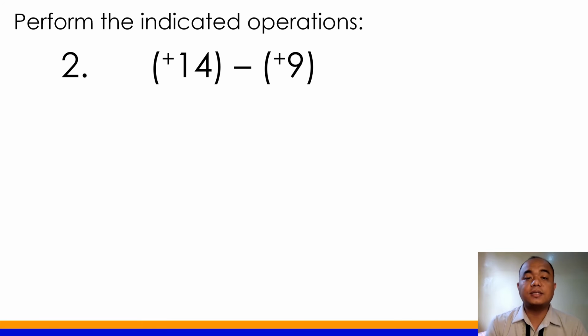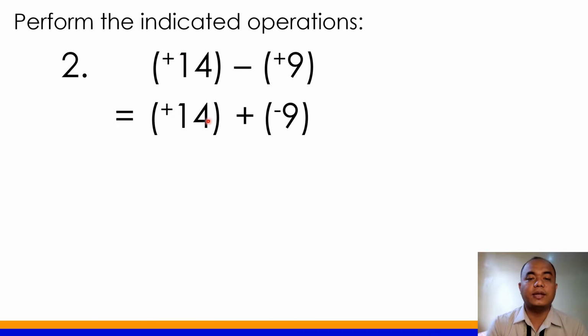Let's have number 2, positive 14 minus positive 9. The first step is to change the sign of the subtrahend. So from positive 9, magiging negative 9 na yan. Okay? Of course, kukopyahin mo lang yung minuend natin. And then of course, yung ating subtraction magiging addition na.